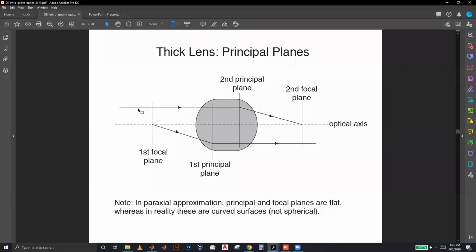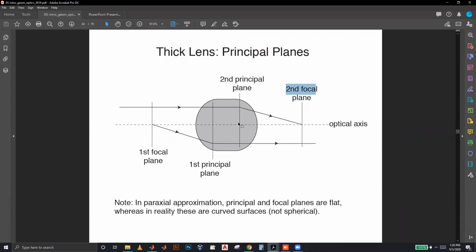So the second focal plane means basically if you have parallel rays going in, the point at which all the rays come to a focus on the optical axis is defined as the second focal plane. The first focal plane is if you have a point source on the optical axis, the distance the point source has to be placed away from the first surface so that the output rays become parallel is called the first focal plane.